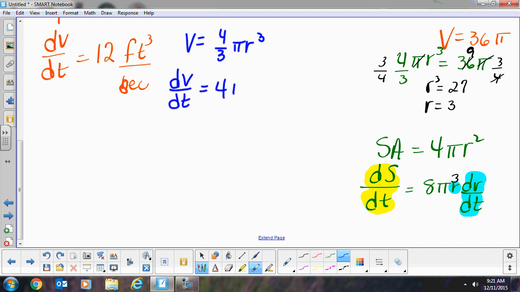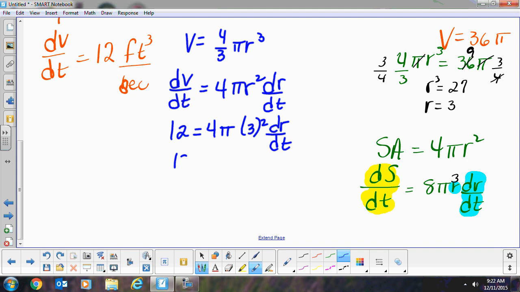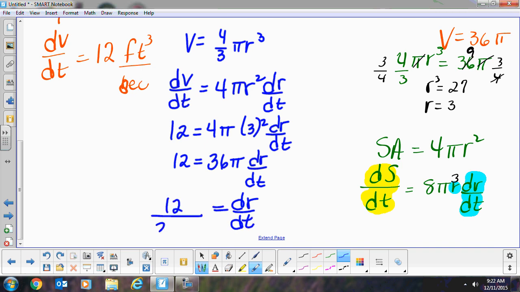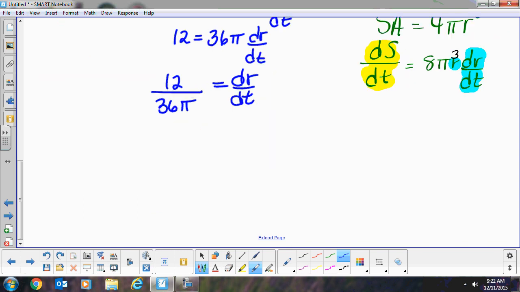So that's going to be 4 pi r squared dr over dt. They told us that the rate of change of volume is 12. We found the radius to be 3. Can you solve for dr over dt? I think that's going to be 3 times 3 is 9, times 4 is 36 pi. So now this is going to be 12 divided by 36 pi. What does that reduce to?